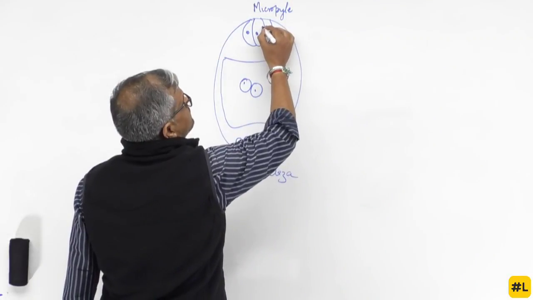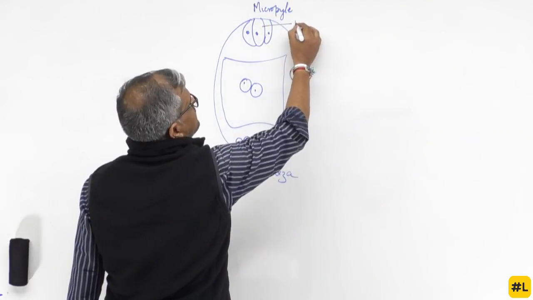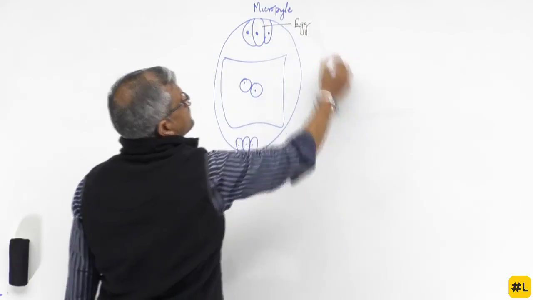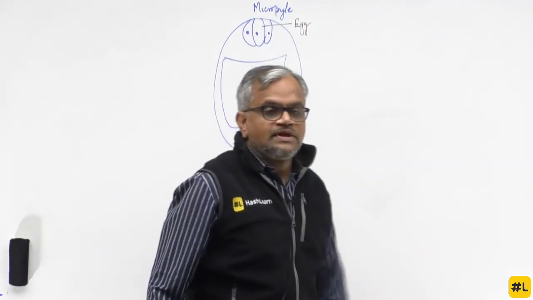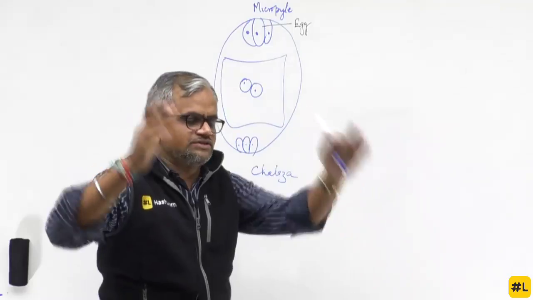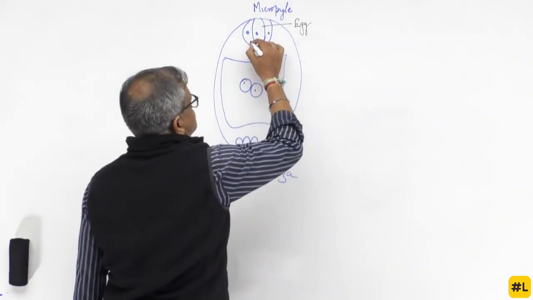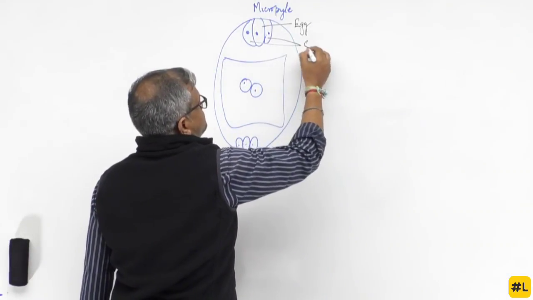cells are there. This central cell is called the egg, and surrounding the egg, the bodyguards of the egg, are called synergids.